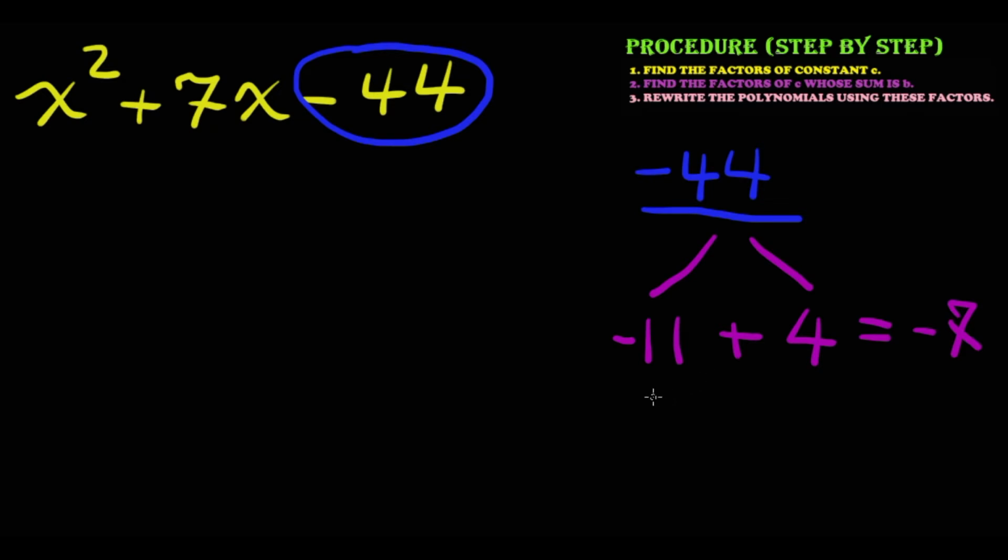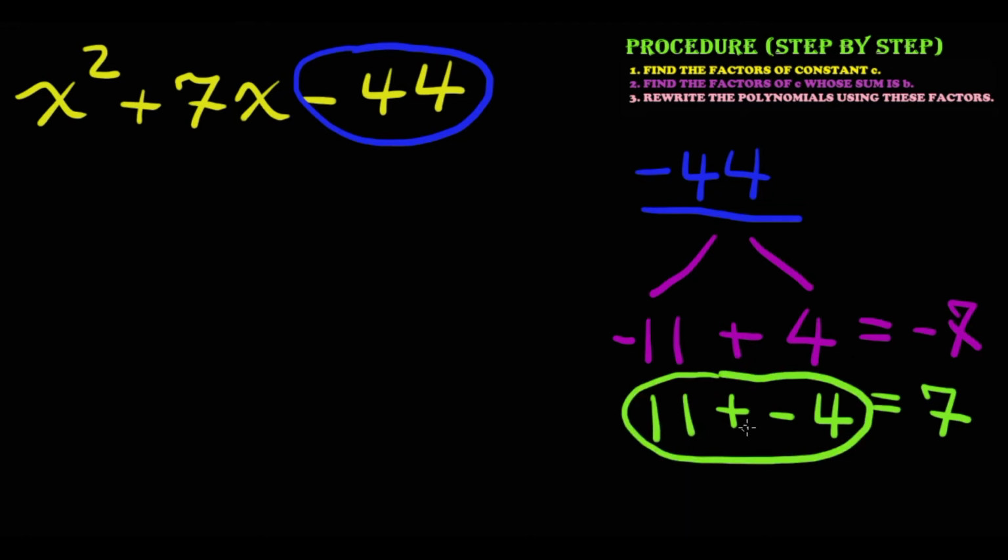Okay, so how about we change it around? Instead of making it negative 11, we'll make it positive 11, and then we'll make it a negative 4. And we're going to add those two numbers. So 11 plus negative 4, that is going to be positive 7. Okay, so if you look over here, your b is positive 7. So this is perfect. So this is what we need, the two numbers. The numbers are positive 11 and negative 4. So that's step number 2.